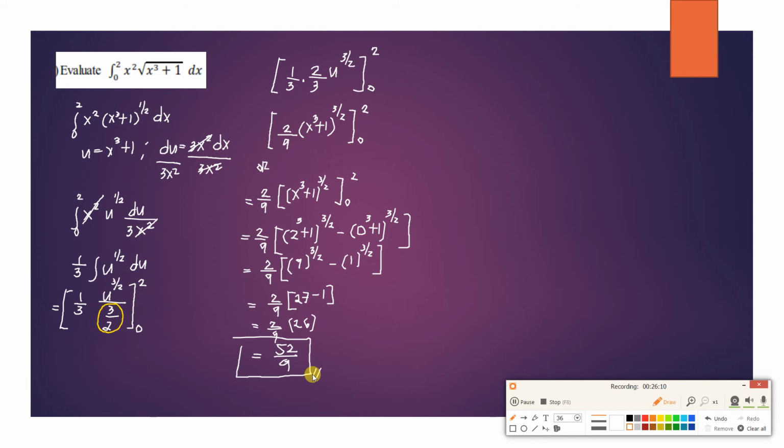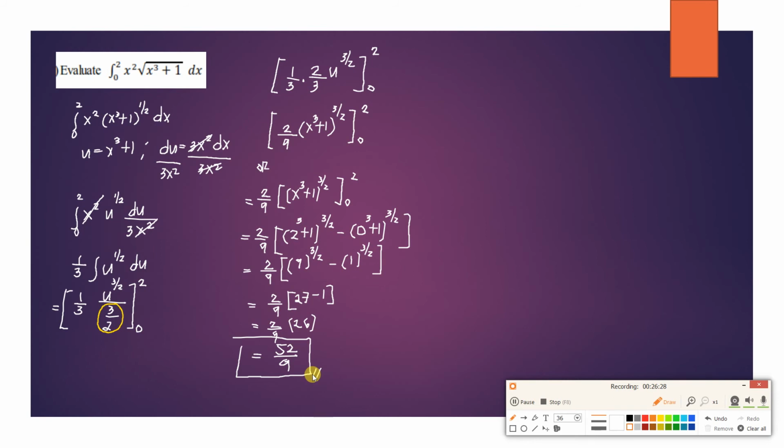Ay nasusundan? Sana nasusundan nyo, ha? So, kung alam nyo mag-integrate, madali lang ang definite integrals. Pero kung hindi nyo alam mag-integrate or hindi nyo kabisado yung mga techniques and formulas, okay, so mahihirapan kayo.